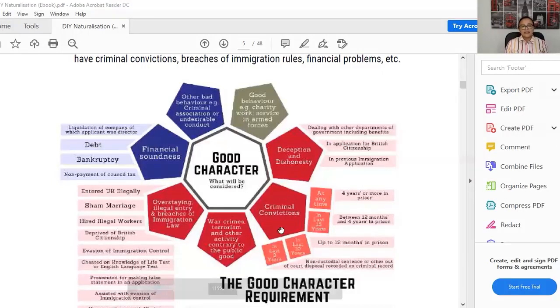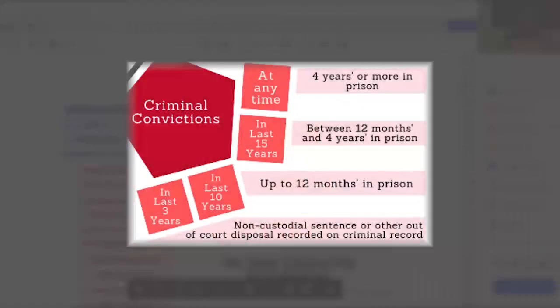Okay, so next is criminal convictions. Now, just because you have criminal convictions doesn't mean that you can't apply to become British, but it means that you have to wait so many years. So for example, this is the worst case. You will be refused if you have had convictions and you've been sentenced to prison for 4 years or more.